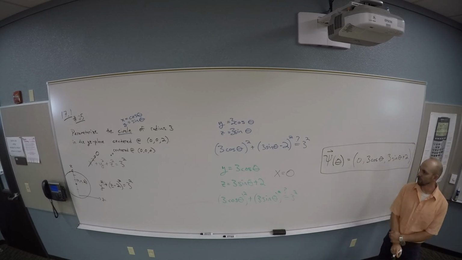If I wanted it to only go around once, that would be from theta is 0 to what? 2 pi. Perfect. So 0 to 2 pi covers it once. Other iterations of 2 pi cover it more.